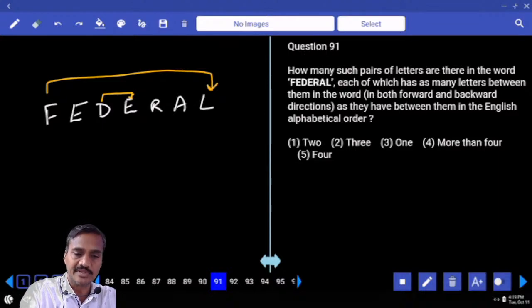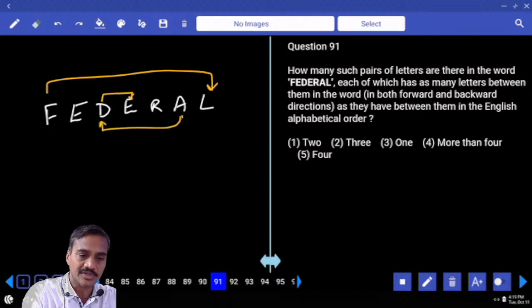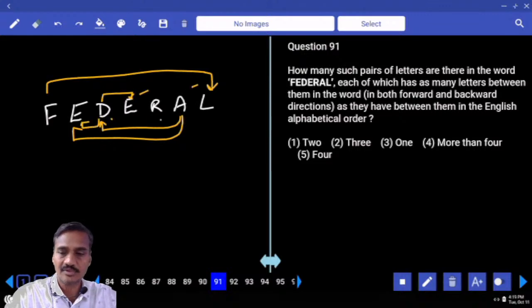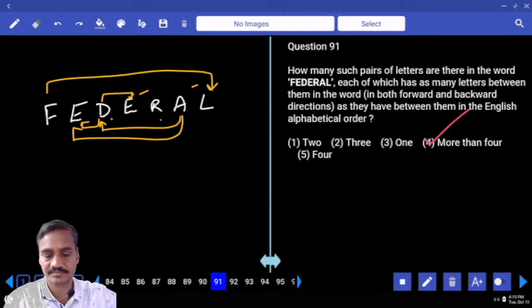And right to left, L-M-N-O-P-Q-R, A-B-C-D, A to D, and A to E, and D to E. Minimum how many were there? 5. More than 4, choice 4.